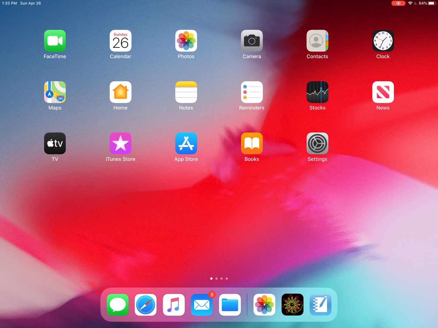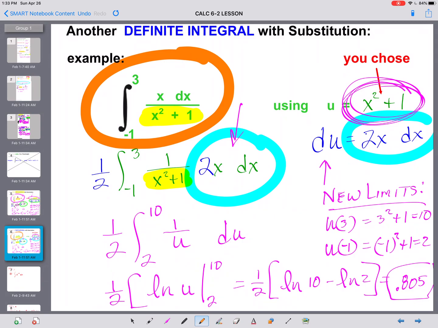We checked our answer. We're looking good. A definite integral using substitution. Okay? And that's the end of lesson 6.2.